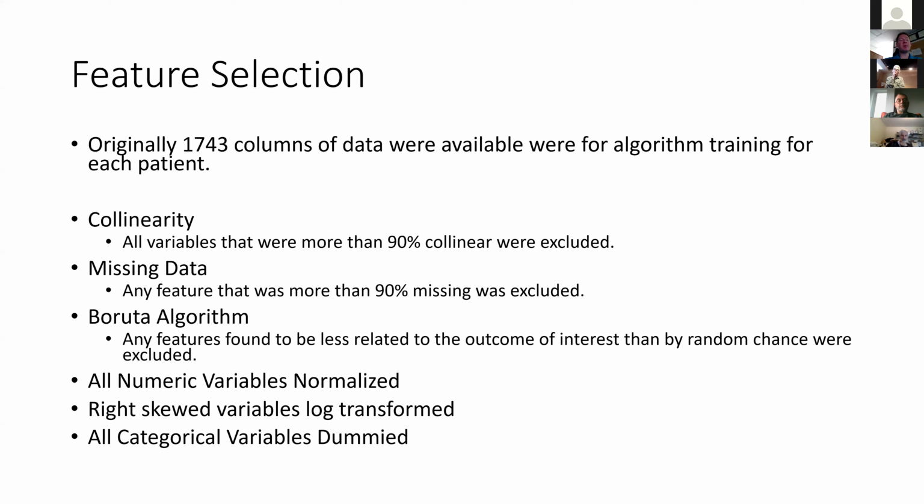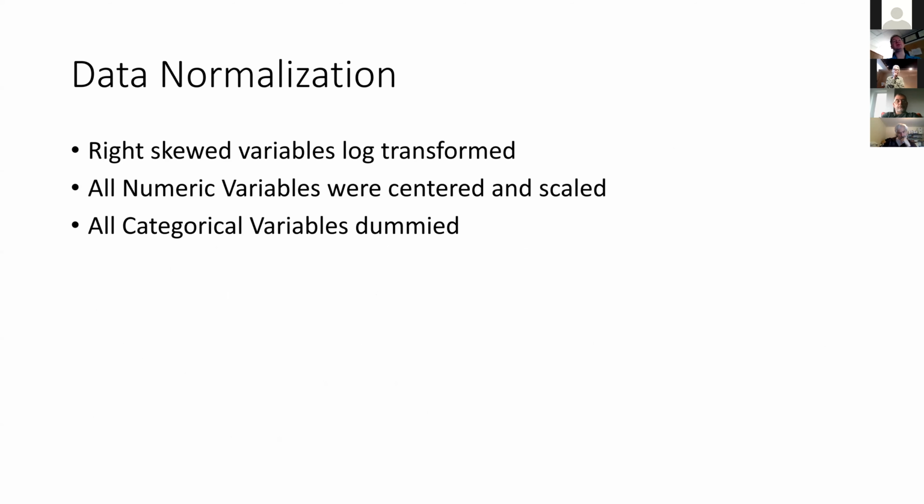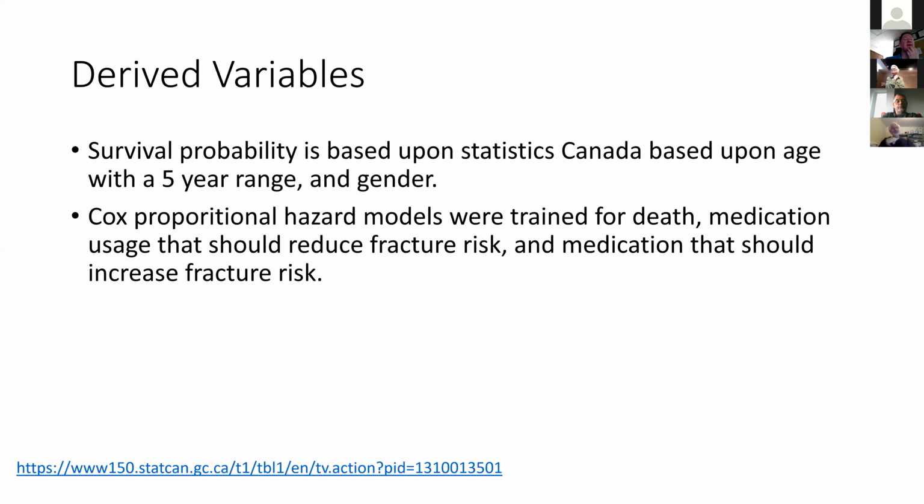I did some minimal feature removal using the Boruta algorithm, in that it was able to tell me whether there were certain features that just had no association with the outcome of interest. And then all numeric variables were normalized and centered and scaled. Right skewed variables were log transformed, and all categorical variables were dummied. Yeah, as I mentioned, I log transformed all of the right skewed variables and centered and scaled to normalize the data.